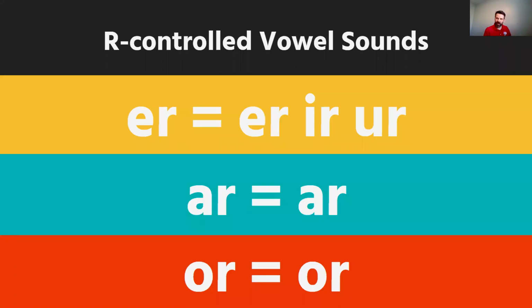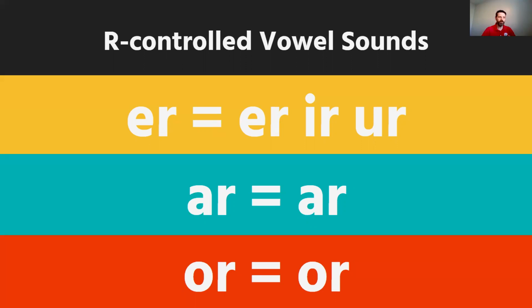But before we do that, let's talk about these R-controlled vowel sounds. So the sound, which sounds like a schwa sound with an R after it, is represented in writing by three different writings: the ER combination, the IR combination, or the UR combination. All three spellings make the same sound in spoken language. The AR spelling makes the AR sound. And then we have the OR spelling that makes the OR sound.